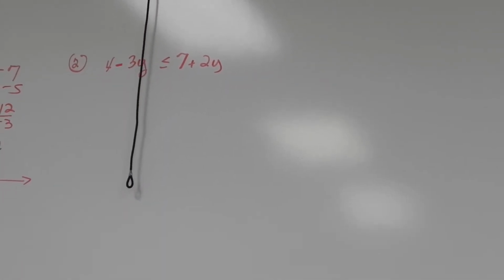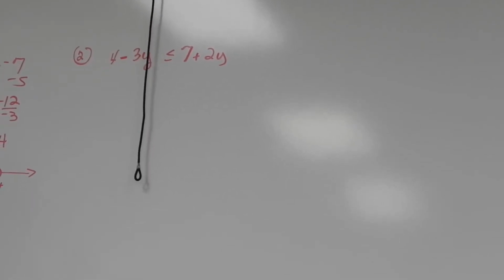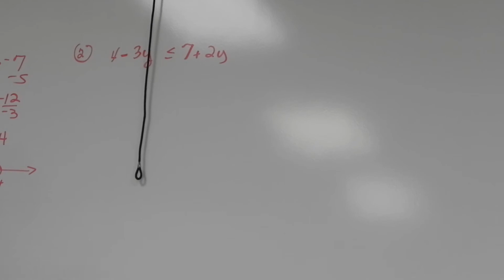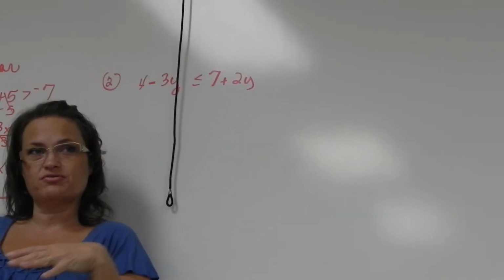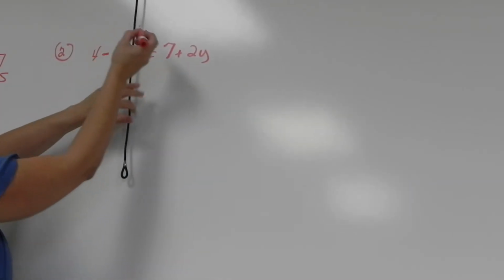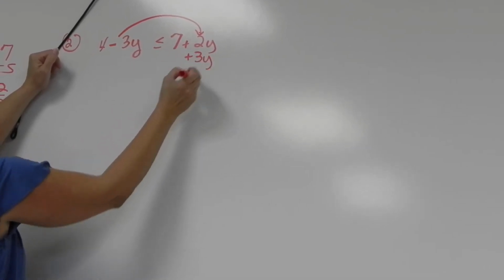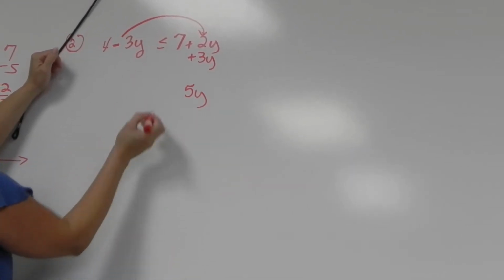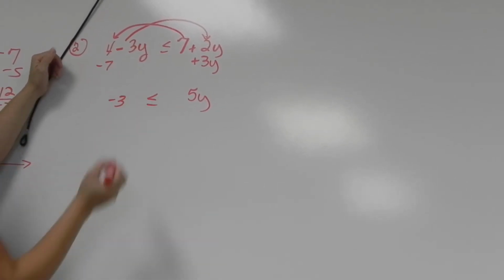Now listen, it's up to you if you want to take your y's over to the left side or the right side. Just know on the inequalities, if you take your variable to the right side, you'll have to read it backwards because you read it from the variable's perspective. So I would be tempted to do that. I just want to demonstrate. If I bring the -3y over, it becomes +3y, or 5y on the right side. Bring the 7 to the other side, makes it -3.